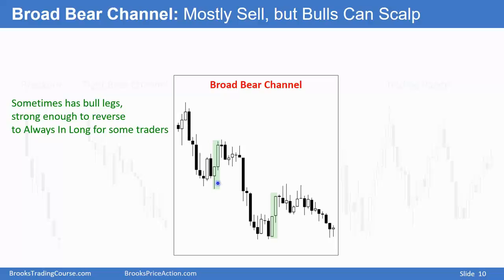However, even when you get a strong bull reversal like this, a pair of consecutive bull bars, pair of consecutive bull bars again here, the highs still are lower. So it's still a broad bear channel, even though at times it's pretty bullish.